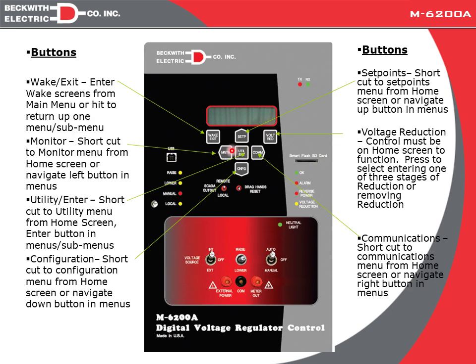Or it also functions as the enter button. And the voltage reduction button is dedicated to voltage reduction only, and it'll only be operational if you're on the home screen. So if you're on the home screen and you enter the voltage reduction, then you should see menus come up to tell you which level of reduction you want to go in or out of. But that button is only functional when you are at the home menu.